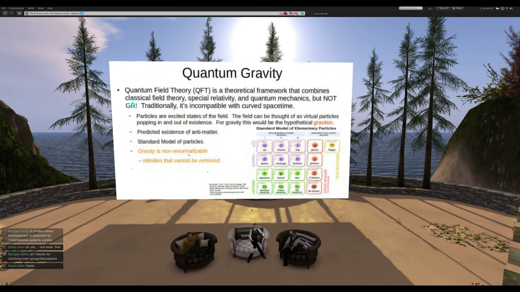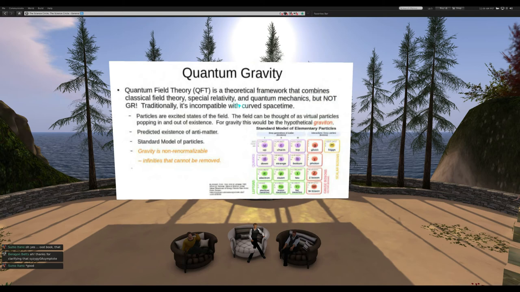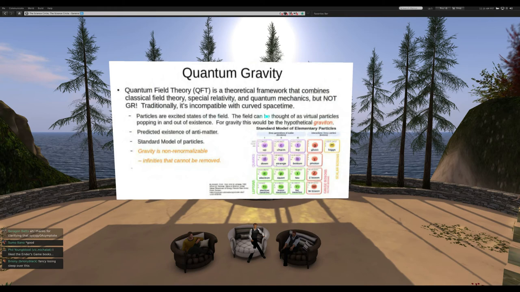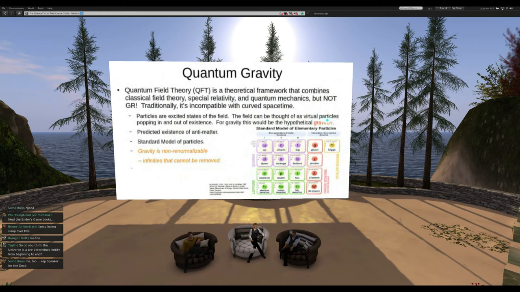Now we get to quantum field theory. Obviously this is an extension of quantum mechanics, but it includes special relativity and classical field theory. It doesn't include general relativity because it's incompatible with curved space-time, which is not quite true, but as I said before, the one for curved space-time is incomplete. The particles are considered to be excited states of the field, and the field can be thought of as virtual particles popping in and out of existence. For gravity, this would be the hypothetical graviton.